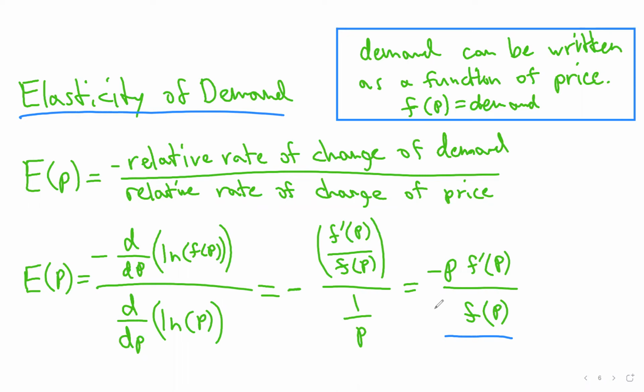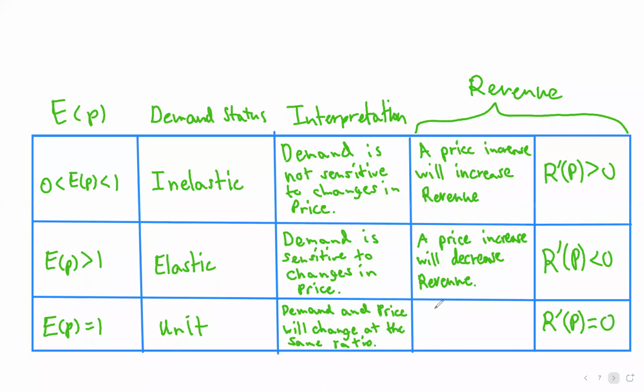This will be useful for figuring out our revenue, whether our revenue is increasing or decreasing over a certain period. So let's look at how different E of p values can affect our revenue.